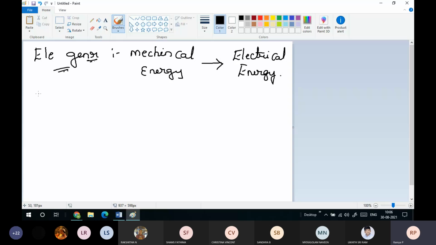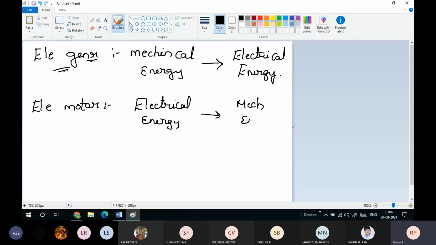Coming to the second one, that is nothing but the electric motor. Here in the electric motor, electrical energy will be converted to mechanical energy. These are the two basic classifications that you can see under your DC machines. Any electric machines, these are the two things.